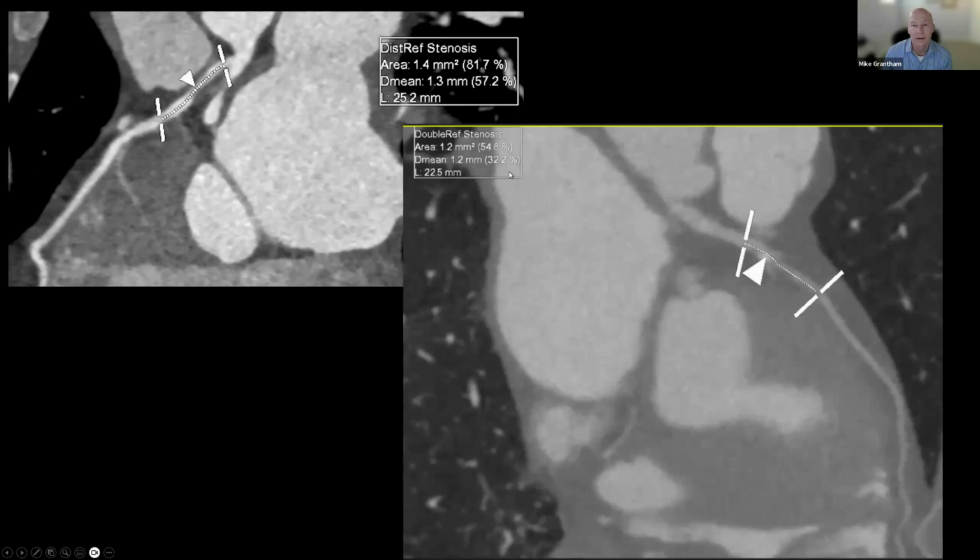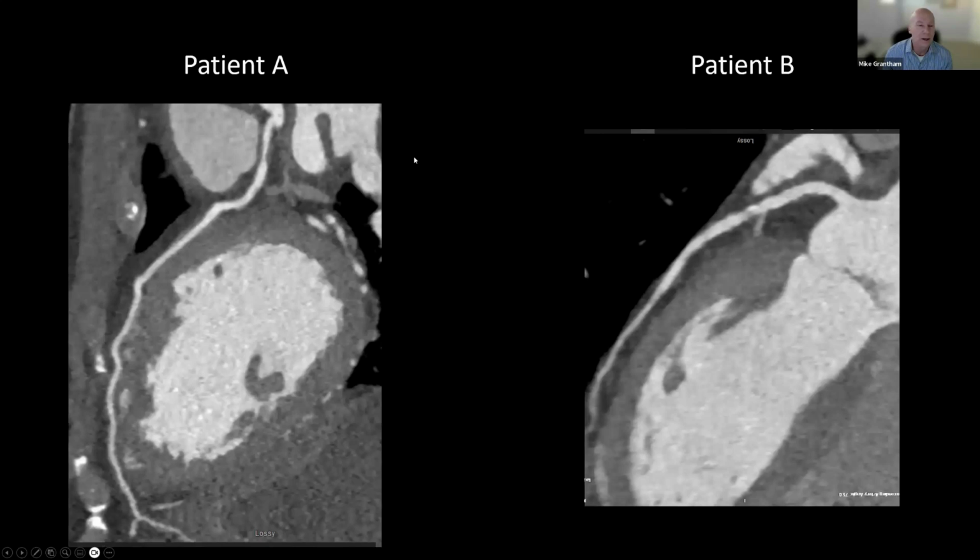Patient on the right, they have a smaller LAD, 32% stenosis. The vessel diameter is 1.2 millimeters. Patient on the left, larger LAD, their percent stenosis is 57%, but their vessel is actually larger there. So even though they have a higher percent stenosis, the vessel is larger where the stenosis is occurring. So which patient is actually having ischemia? It's pretty hard to tell just based on percent stenosis and these images alone.